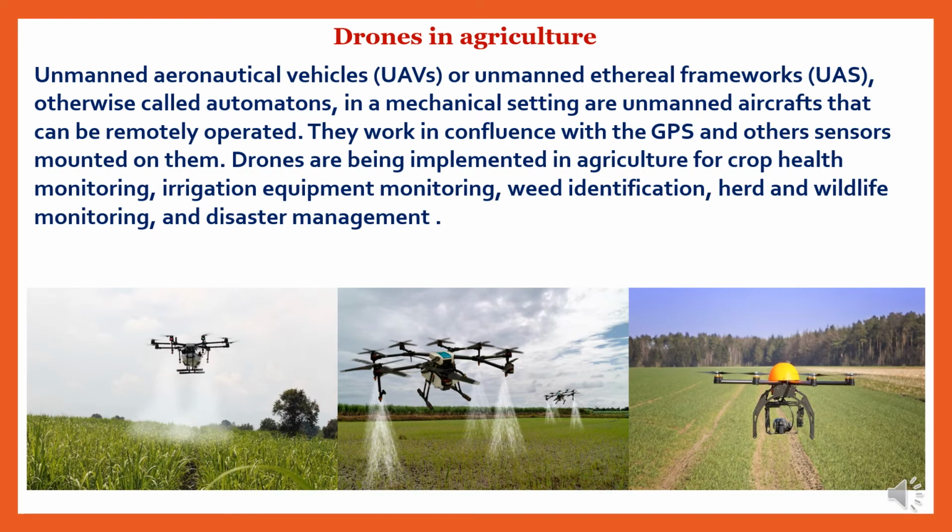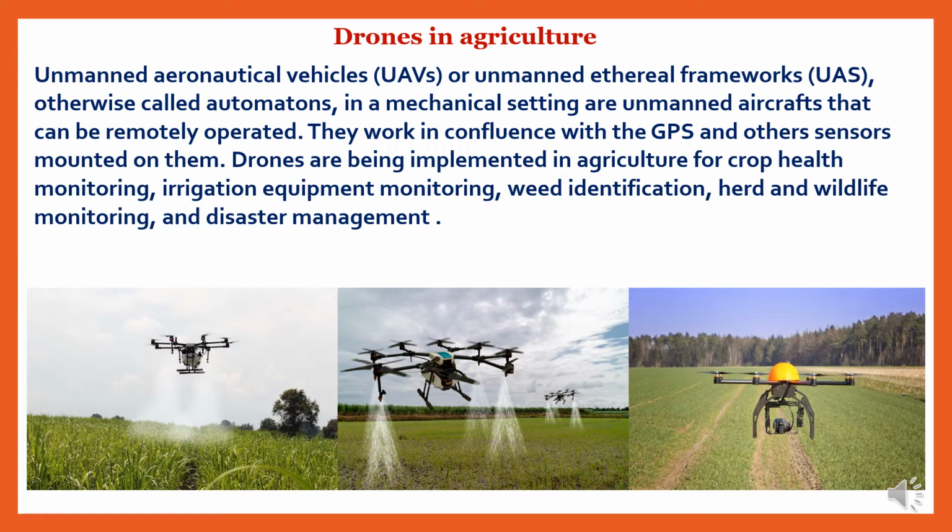Usage of drones in agriculture. Unmanned aeronautical vehicles (UAV) or unmanned aerial systems (UAS), otherwise also called drones, in a mechanical setting are unmanned aircraft that can be remotely operated. They work in confluence with the GPS and other sensors mounted on them.